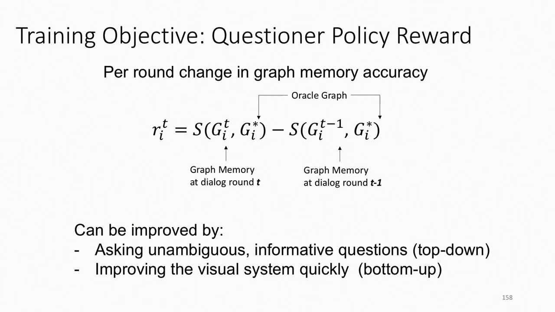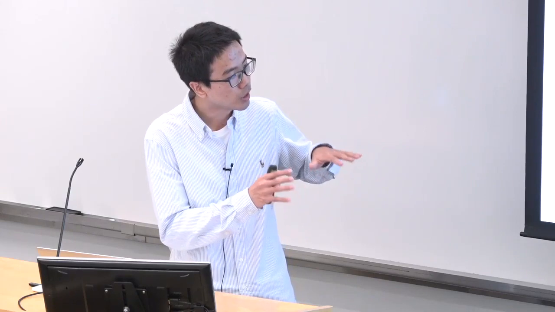And as we just discussed, this kind of reward, asking ambiguous or informative questions, is kind of top-down. Also we need to learn a better visual system quickly based on the graph memory collected through interactions with a human, so it's kind of bottom-up. These two things are both very important for getting better performance.